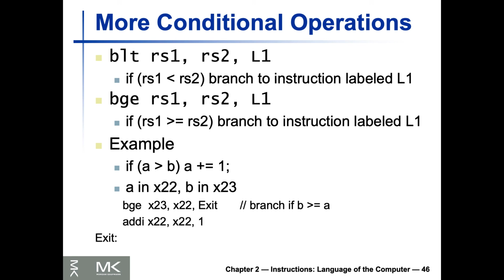All right, so let's talk about some more conditional operations that sometimes you might use. So it's BLT, which is branch if less than, and then you have branch greater or equal. So these are 2 different things that you can use. If RS2 was greater than RS1, or from the other side, RS1 was less than RS2, you're going to branch to the instruction labeled by L1. And then on the other side, if RS1 was greater than or equal to RS2, you're going to branch to label L1, right? And here's an example for that.